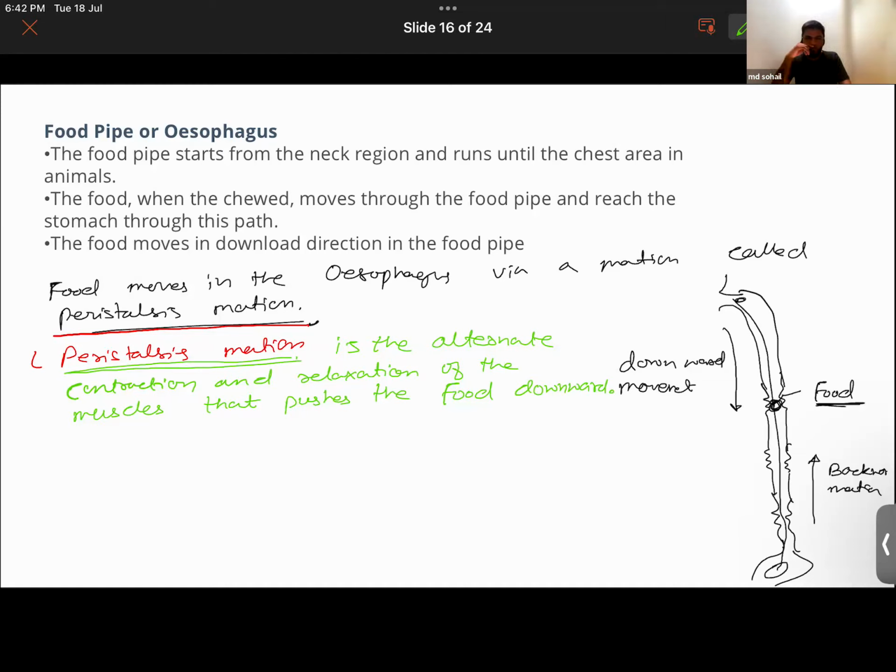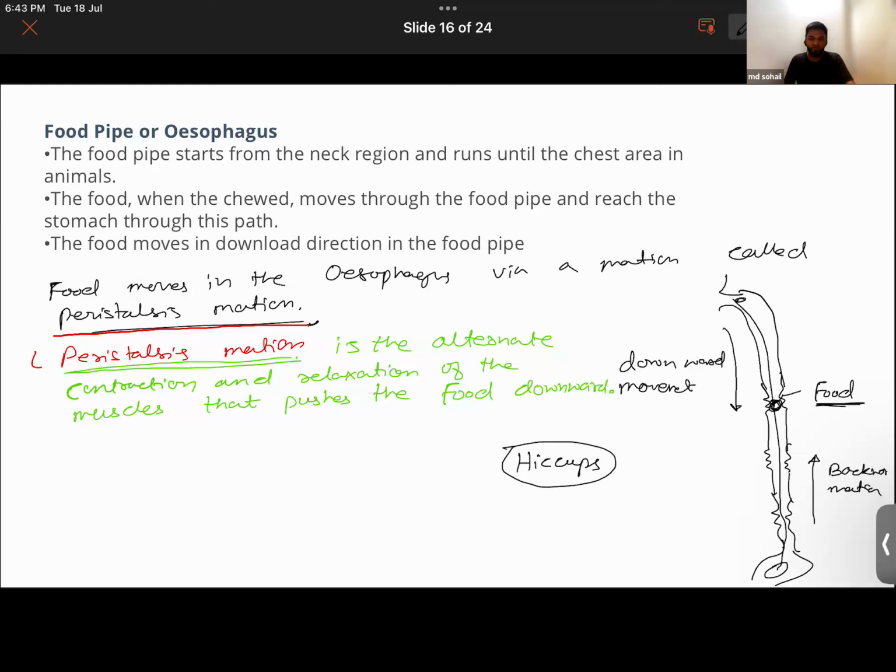Now, if you see just adjacent to this food pipe, there's a wind pipe also. A wind pipe that carries air from the nostril to our lungs, guys. So many times what happens, we experience hiccups. Hiccups.